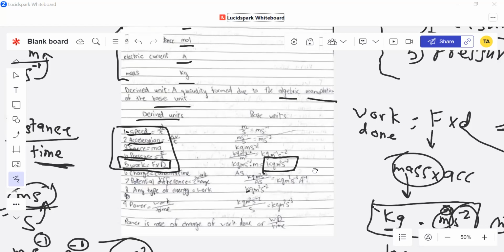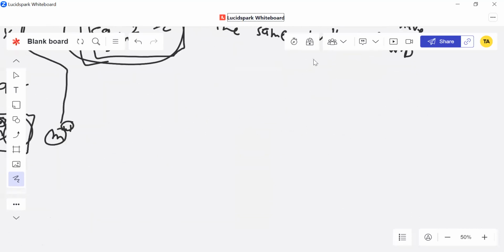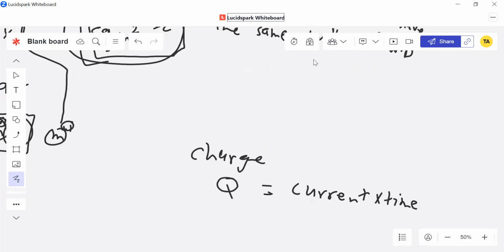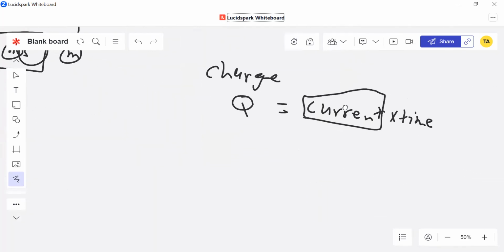So I want to do one last example before moving on. It's charge. So charge, or Q, is the symbol for charge. And the formula for charge is current times time. And current is a base unit. I've seen a lot of times they ask you current, and you'll think that current is not a base unit, but electric current is a base unit, and the unit is ampere. So instead of current, I write A, and time is second, so I write S. So I get charge equals AS.